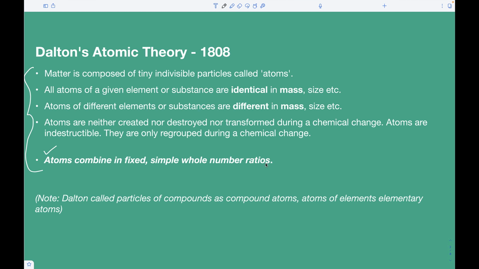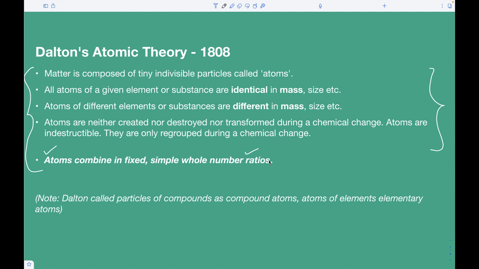this postulate. All these other postulates were based on law of constant composition and law of conservation of mass. But there was no evidence or basis for this postulate. He simply assumed this postulate without providing any evidence. And he said, nature behaves in simplest ways, so this ratio must be simple whole number ratio.